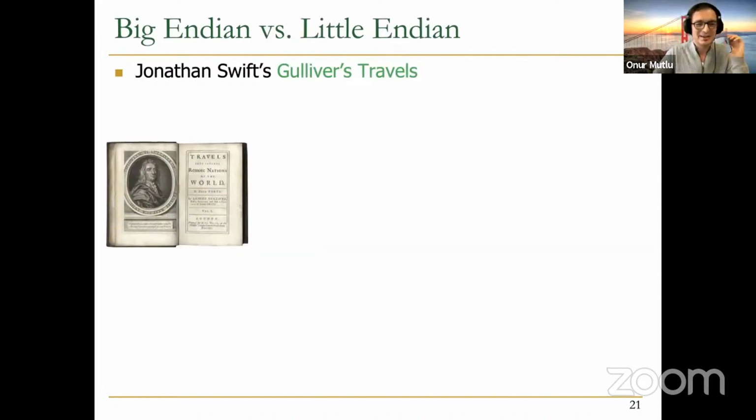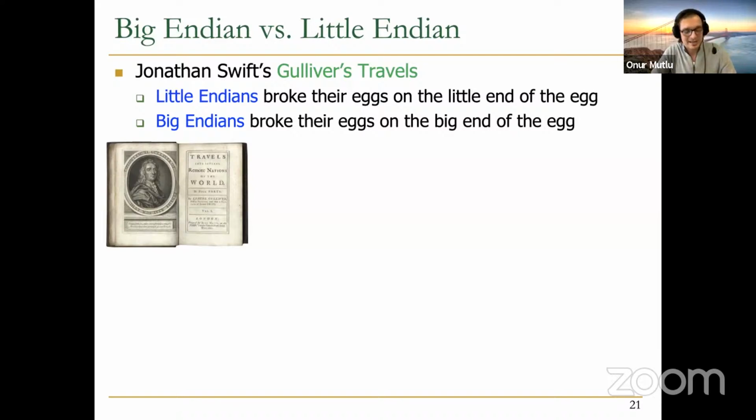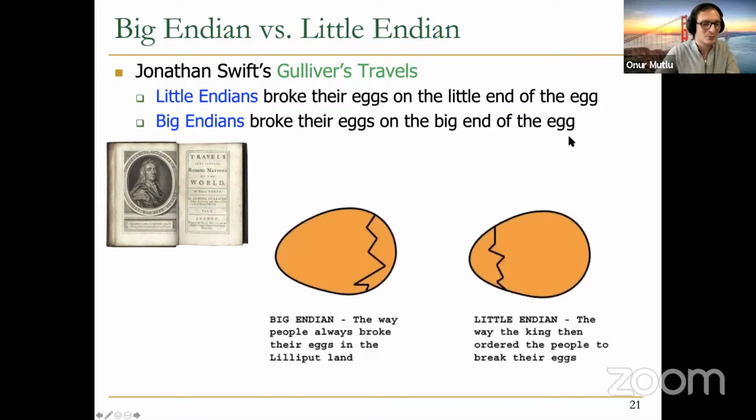And you may actually remember, if you read Jonathan Swift's Gulliver's Travels, little endians and big endians are talked about in the book. And little endians break their eggs on the little end of the egg, and big endians break their eggs on the big end of the egg. And there's no real reason why they would do it that way except for convention, right?